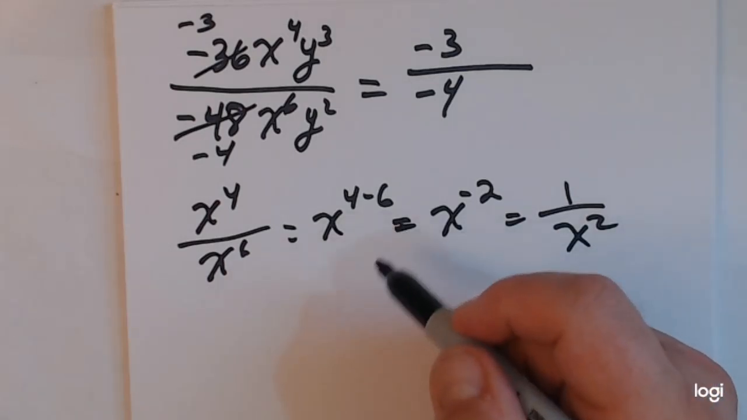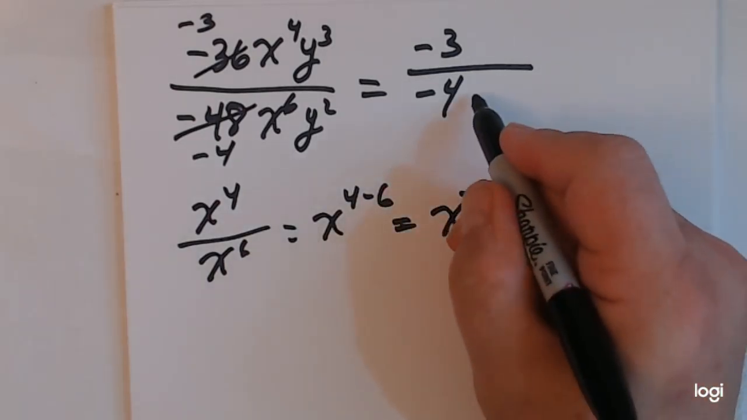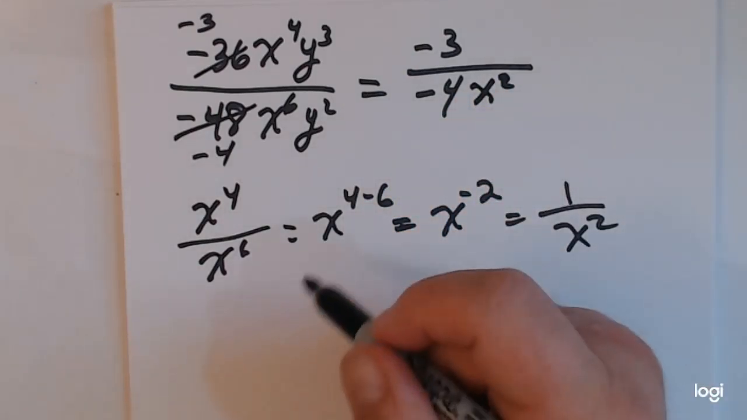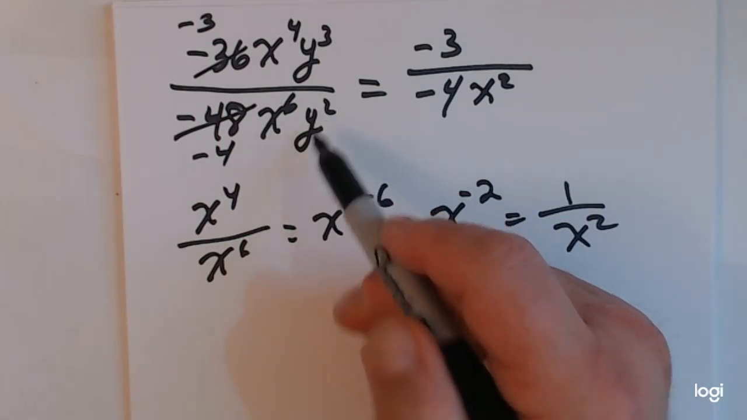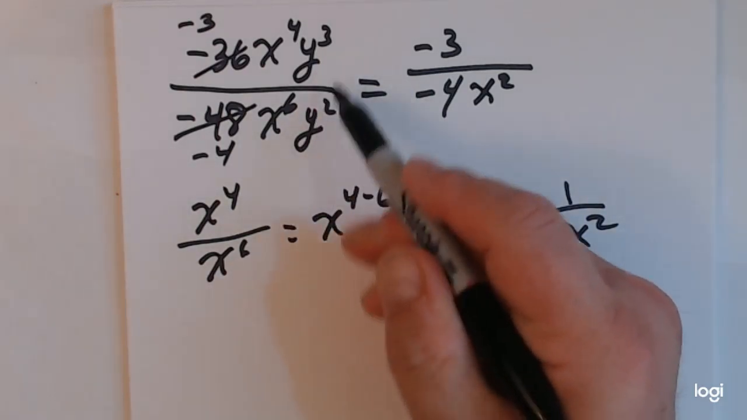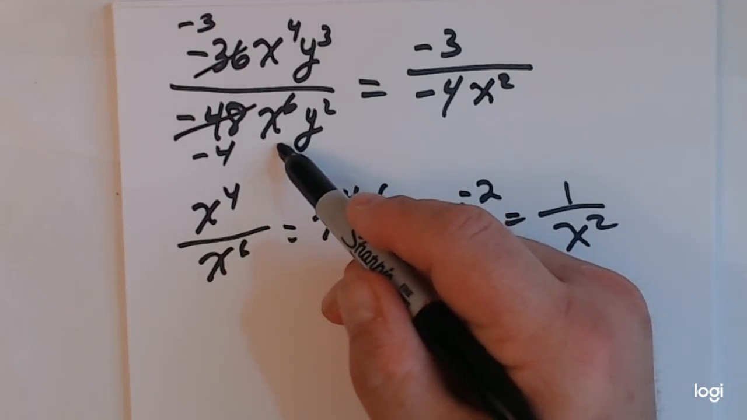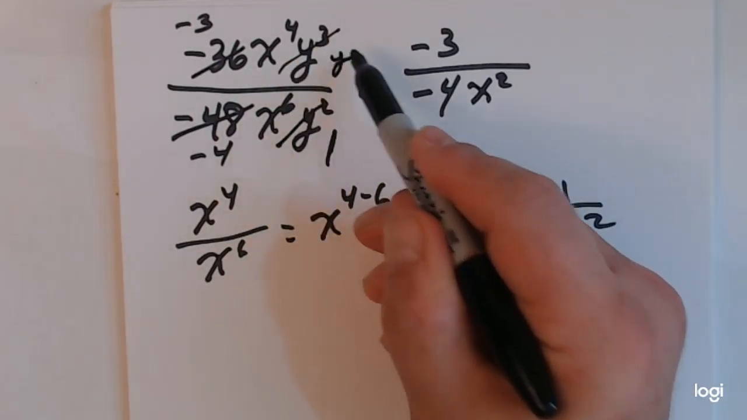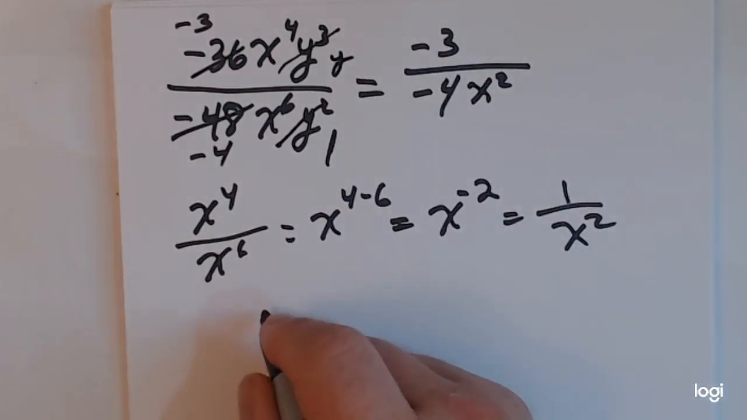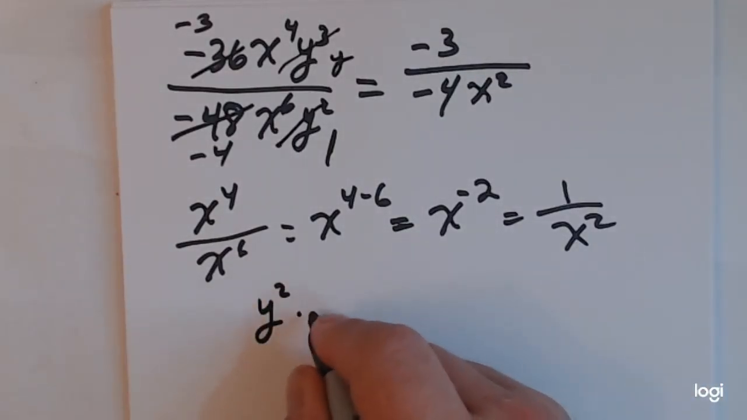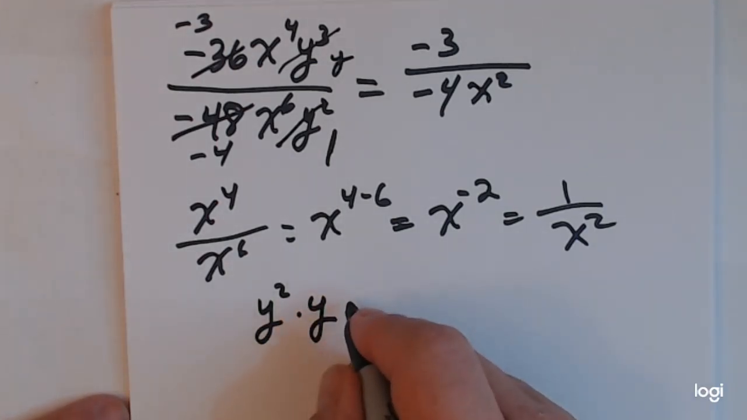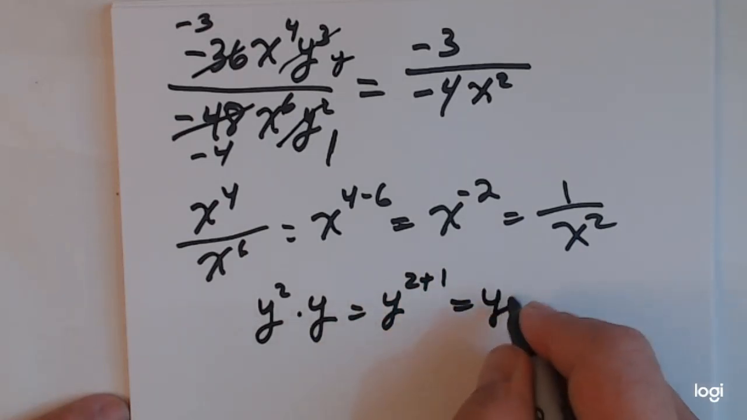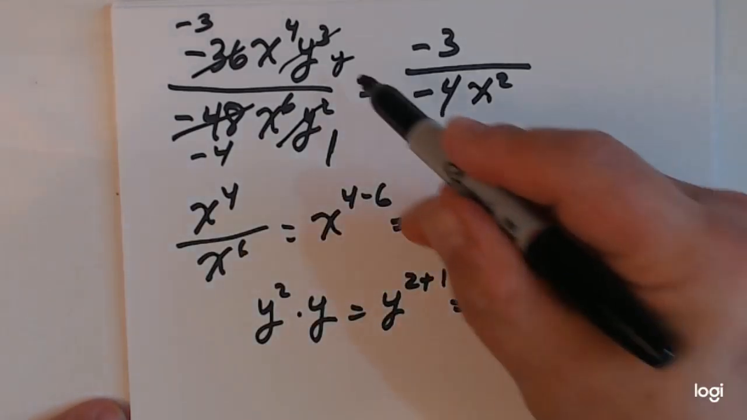And that's exactly what we're going to do. We're going to make this x squared. And then we have y cubed over y squared. Well, the greatest common factor here is y squared. Y squared goes into itself one time, and it goes into y cubed y times, because y squared times y is equal to y to the 2 plus 1, which is y cubed, which is what we started with over here.